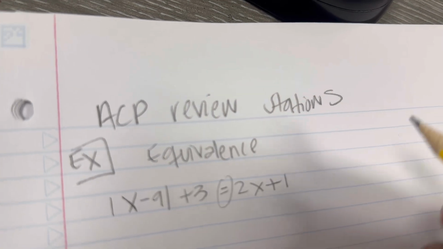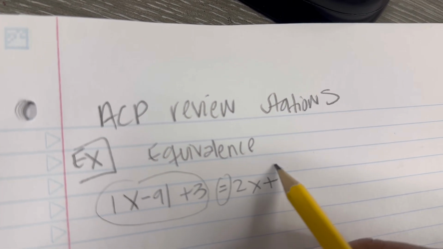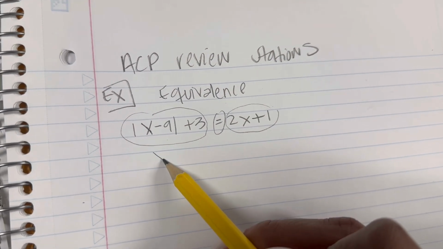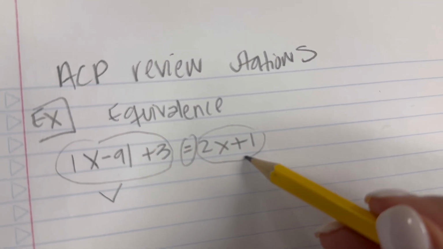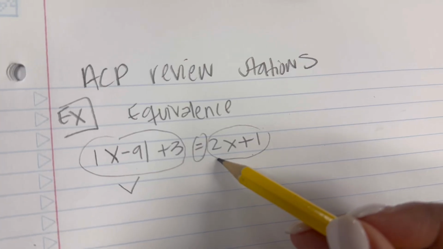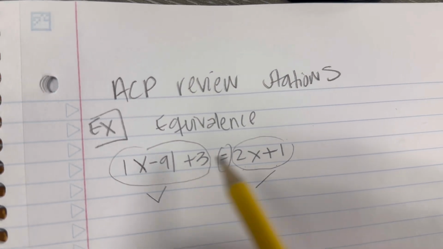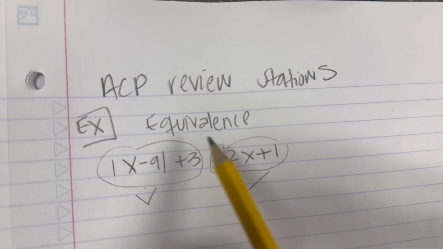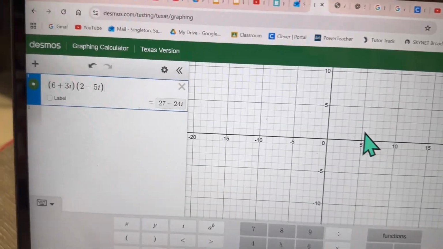Circle it. That means you're going to graph this side of the equation and then this side of the equation. This is an absolute value, so it will look like some kind of V shape, and this is a linear equation. Y-intercept of 1, slope of 2, so it'll be some kind of line. So you're going to graph each side of the equal sign to see where they are equal, equivalent, where they cross, where they meet up. Make sure you graph it on your paper as well.